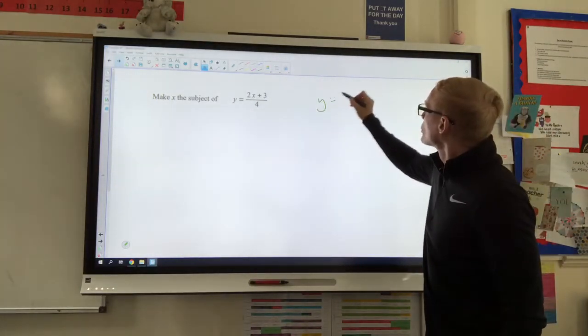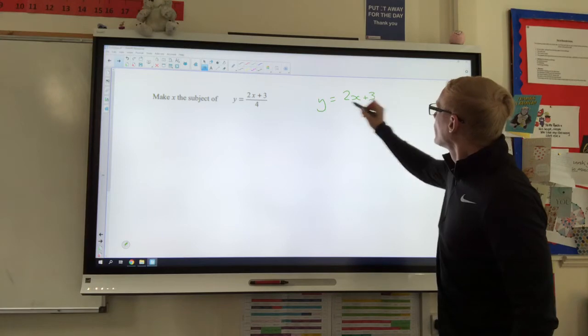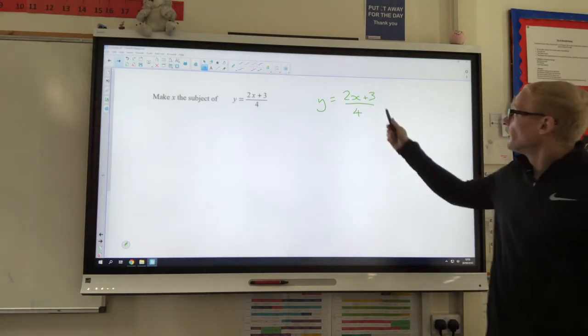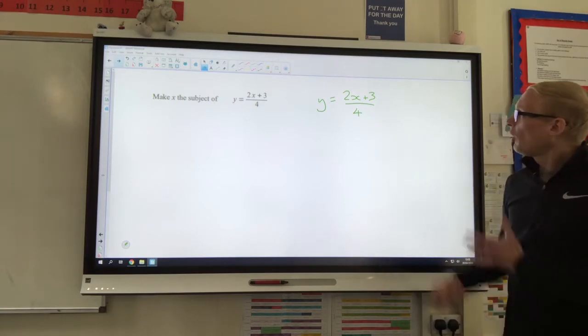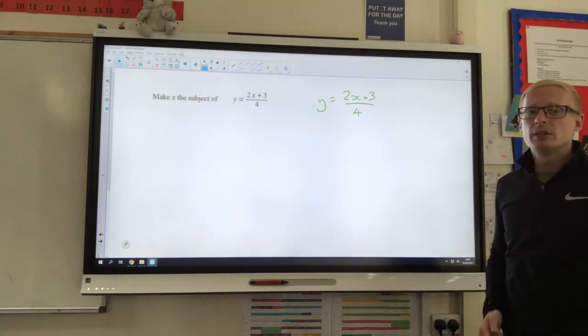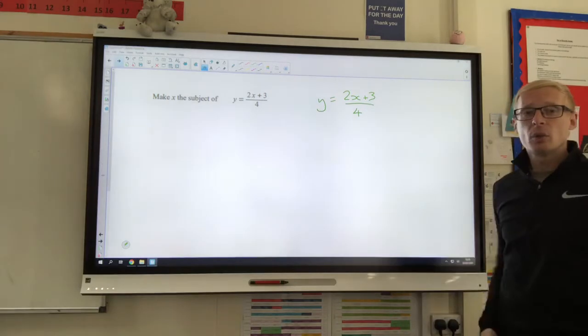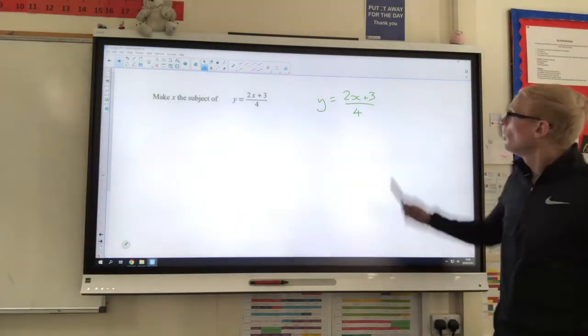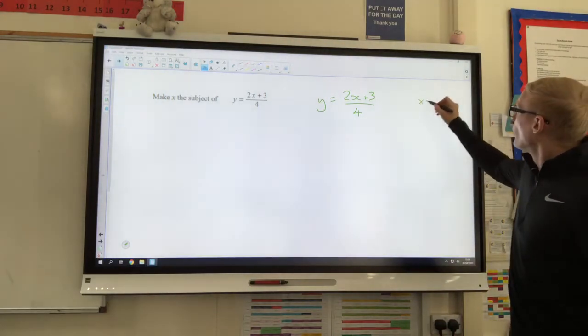So y equals 2x plus 3 divided by 4. And so the first thing I'm looking to do is to move this 4. Okay, I can't move that 3 initially, because it's part of a fraction. So I need to get rid of that fraction, I need to move the 4 before I can do anything else. So I'm going to times by 4 on both sides there.